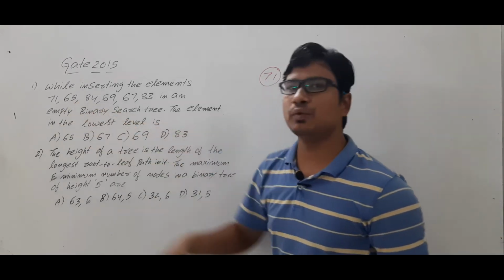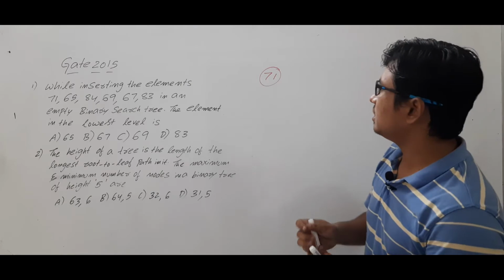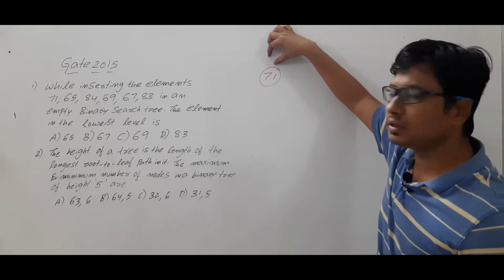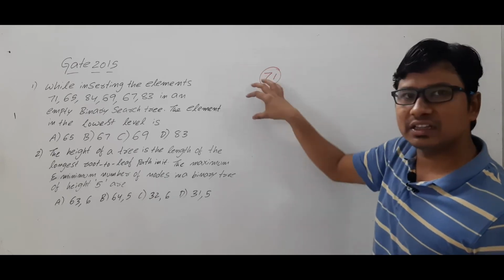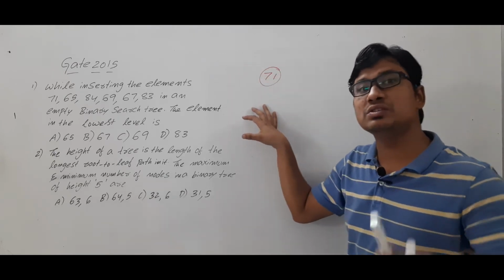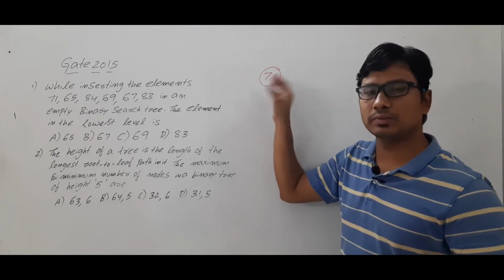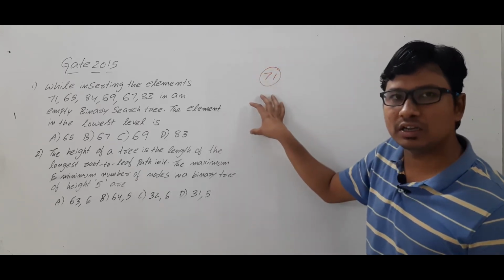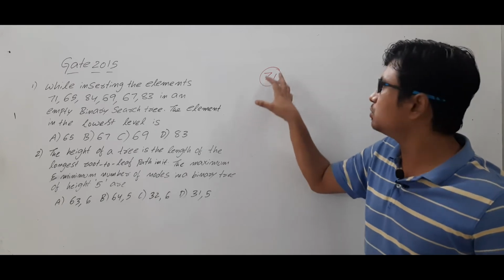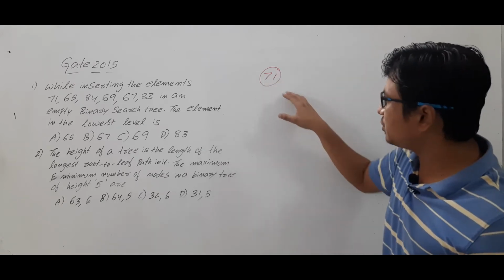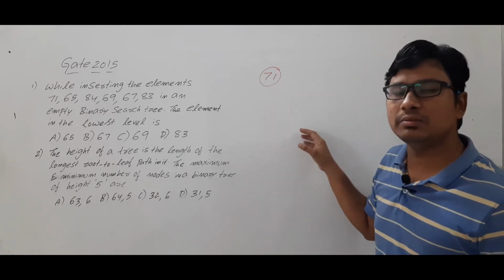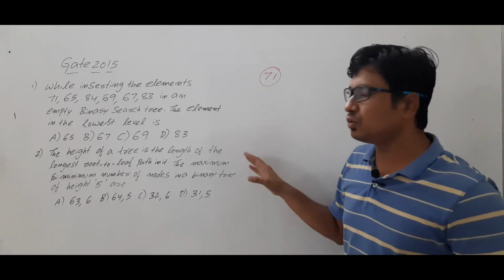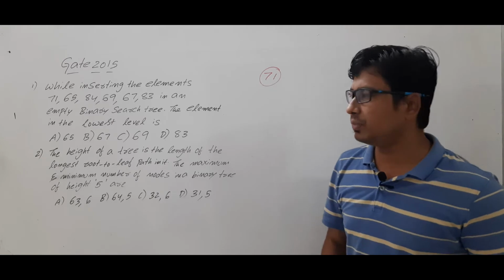Now 65. What is the binary search tree? The elements in the left subtree should have values less than the root node. Are you able to understand? If you take the left subtree, all the elements should have values less than 71, and if you take the right subtree, all the elements should have values greater than 71. This rule applies to every node in the binary search tree.